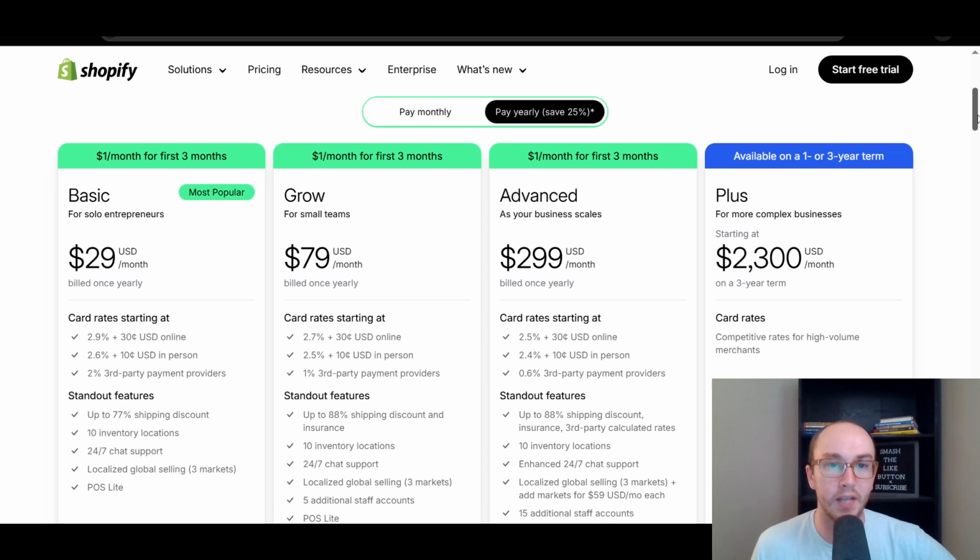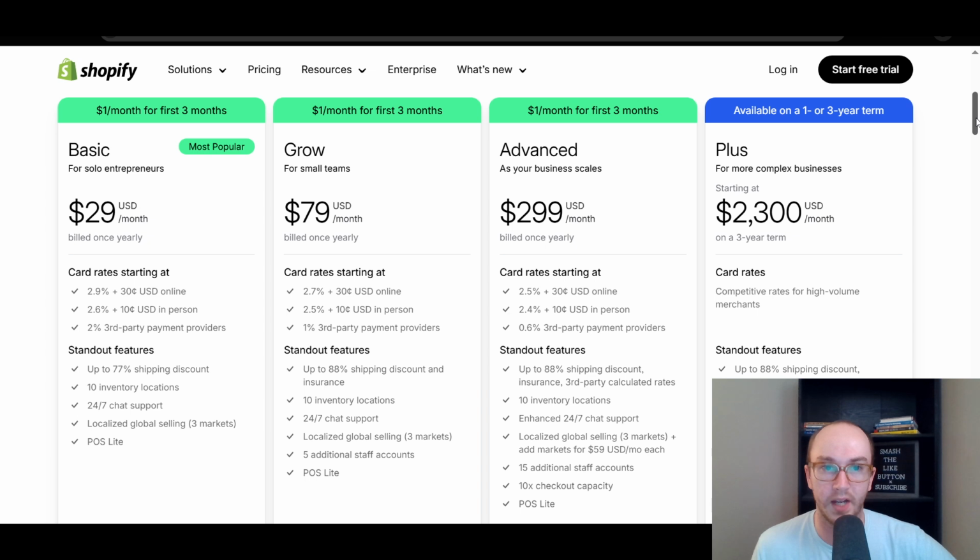Now, how does the basic plan compare to the Grow, Advanced, and we'll keep Plus actually a little bit separate because I feel like that's almost like a whole separate thing. We'll get into that a little later in this video, but when would it make sense for people to go from basic to Grow to Advanced, right?